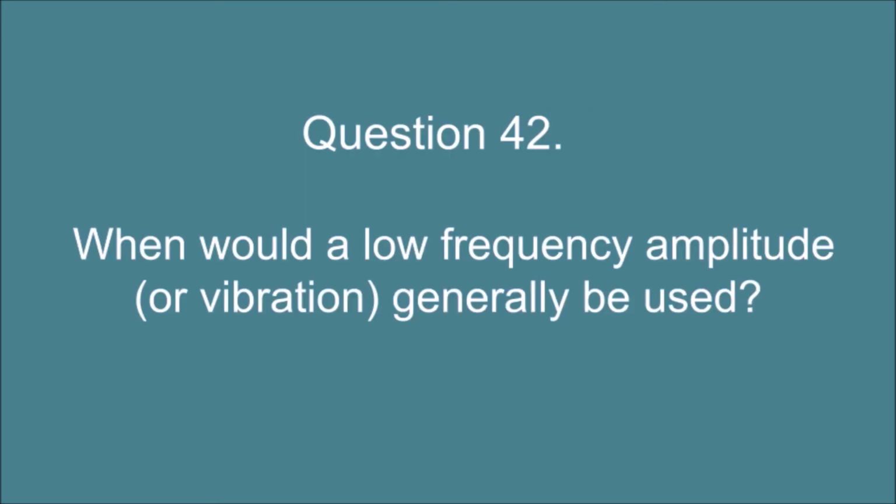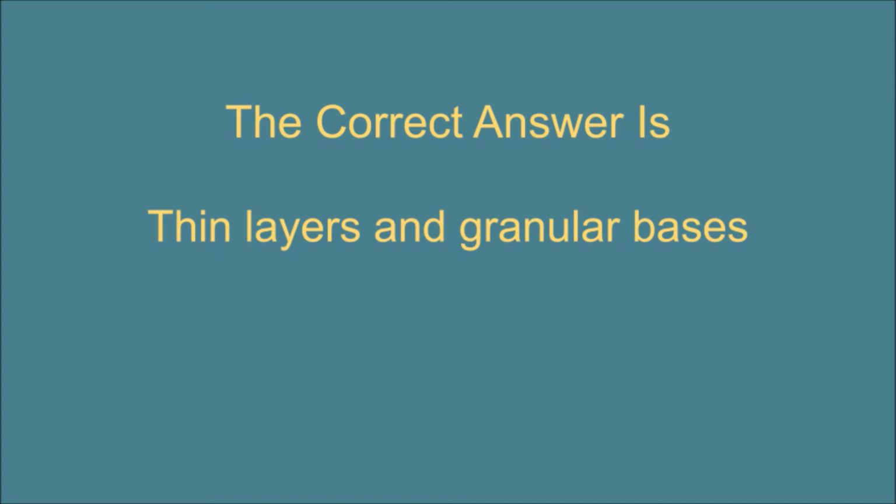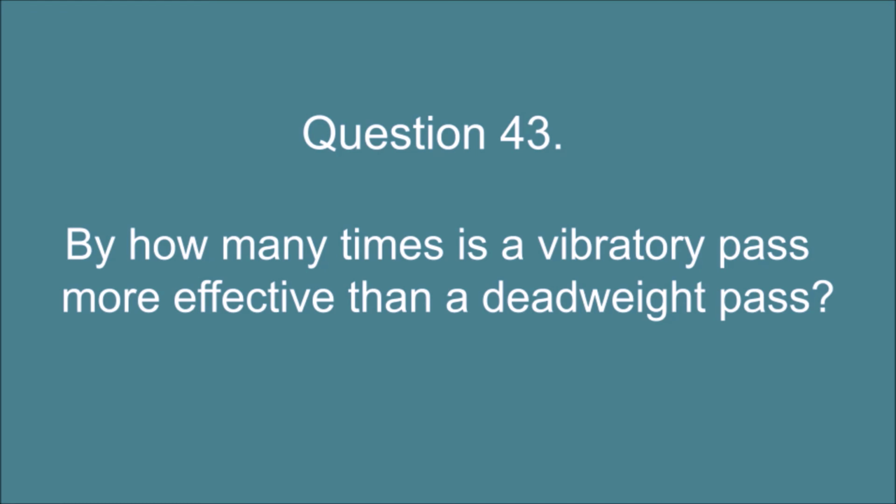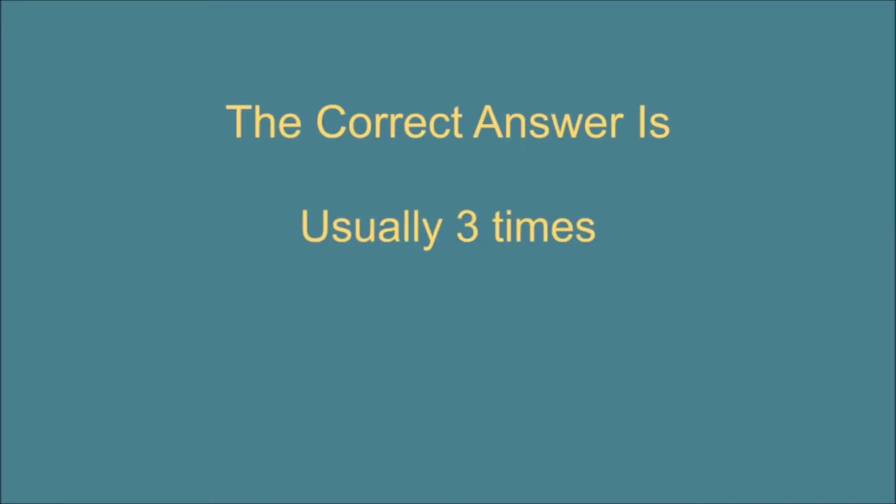Question 42. When would a low-frequency amplitude, or vibration, generally be used? The correct answer is thin layers and granular bases. Question 43. By how many times is a vibratory pass more effective than a deadweight pass? The correct answer is usually 3 times.